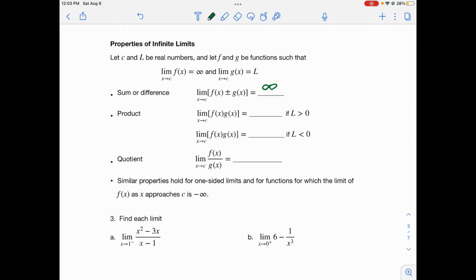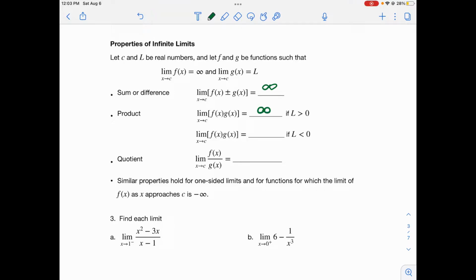And then for the limit as x approaches c of f of x times g of x, that's going to be infinity times L. Let's assume L is a positive number. So infinity times a positive number, so infinity times 2 is double infinity, which is just infinity.